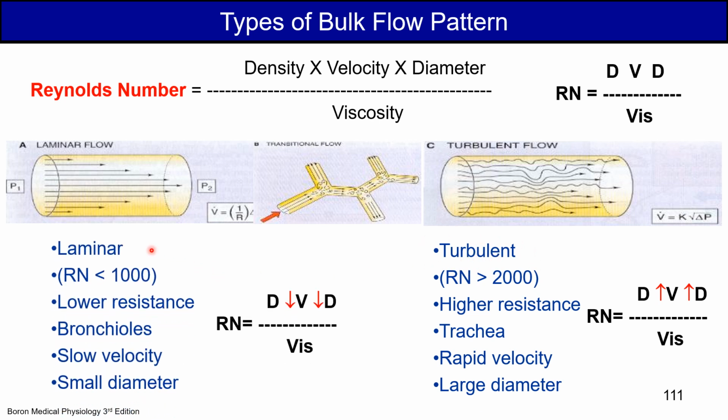The laminar pattern occurs if the Reynolds number is less than 1000. It offers a lower resistance compared to the turbulent pattern and it occurs primarily in the small airways or in the bronchioles. This is so because the velocity of airflow in the small airways is low and likewise the diameter of the bronchioles is likewise small, and therefore the Reynolds number will be less than 1000 and the flow will be laminar. If the Reynolds number is between 1000 to 2000, it is going to assume a transitional type of airflow pattern.